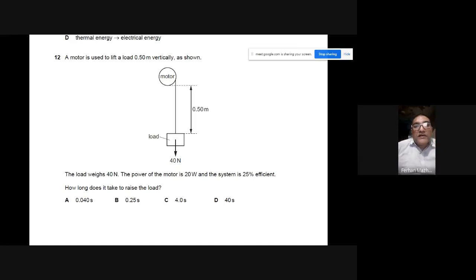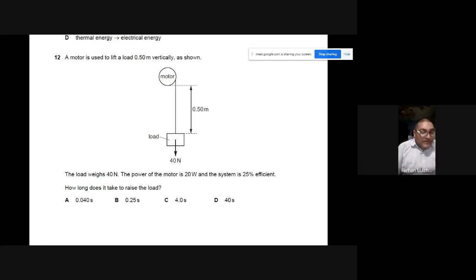The useful power, the power which will be used to do the work, is only 25% of the input power. So 25% of 20 we can calculate: 25 divided by 100 multiplied by 20, and the answer will be 5 watt. So the useful power, the power which will actually be used to do the work, will be only 5 watt.